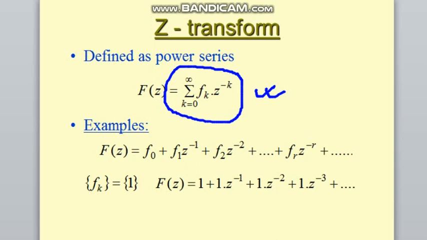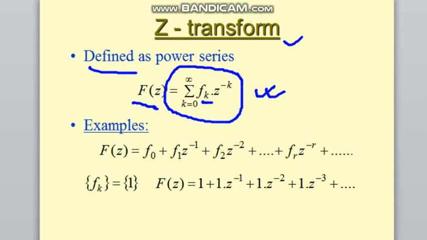For any function you want to solve, after the Z transform, the time domain function f(t) will become a Z domain function, and the equation can be written like that: F(z) is the sum of f(k) times z to the power minus k, with k from 0 to infinity. So the power series is the definition of the Z transform.